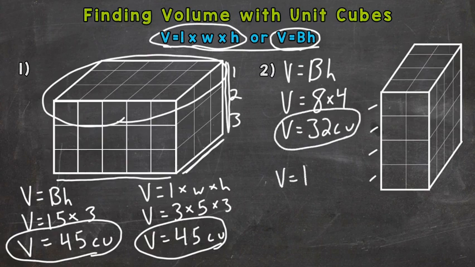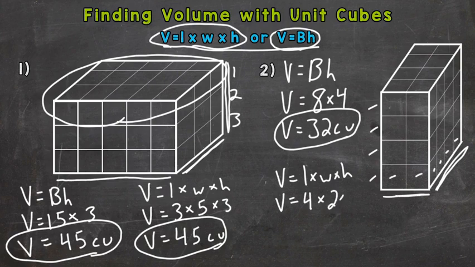Let's do length times width times height as well. So write out our formula, then we plug in. How far back? What is the length? 1, 2, 3, 4. Times the width here, which is 1, 2. And the height we already determined is 1, 2, 3, 4. So we get to a volume of 4 times 2 is 8, times 4 is 32 cubic units.